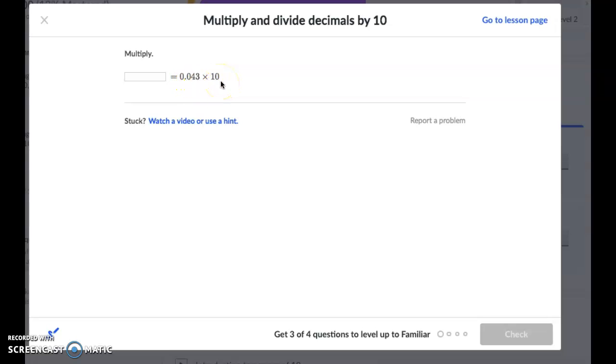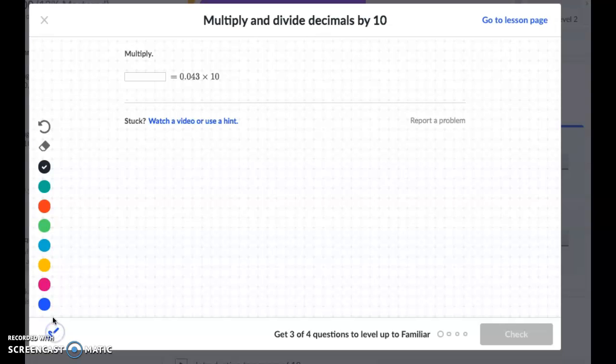The best way to multiply numbers by tens or hundreds or thousands is just to think about taking that decimal and shifting it 1 over. So when you're multiplying, you're going to shift it 1 over to the right. And I like to think about that because when you're multiplying by a whole number, you're going to make your number larger. So your actual answer here would be 0.43. You do not have to put both decimals or both zeros down, but in this case, they're not going to mark you wrong if you do.